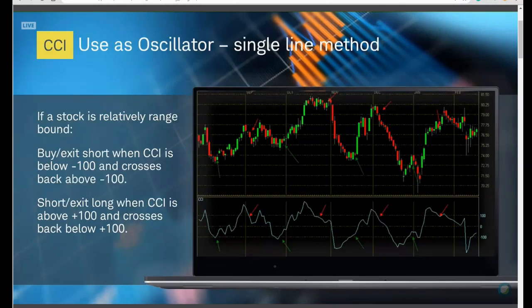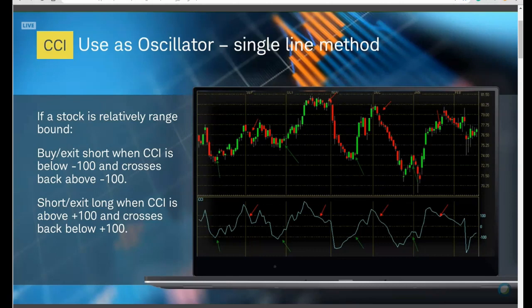All right. Next, if you have a stock that is relatively range bound, like this one is here on this chart, for instance, you can use the CCI to help you get a little bit more accurate in trying to buy near the bottom of the range or sell near the top of the range.